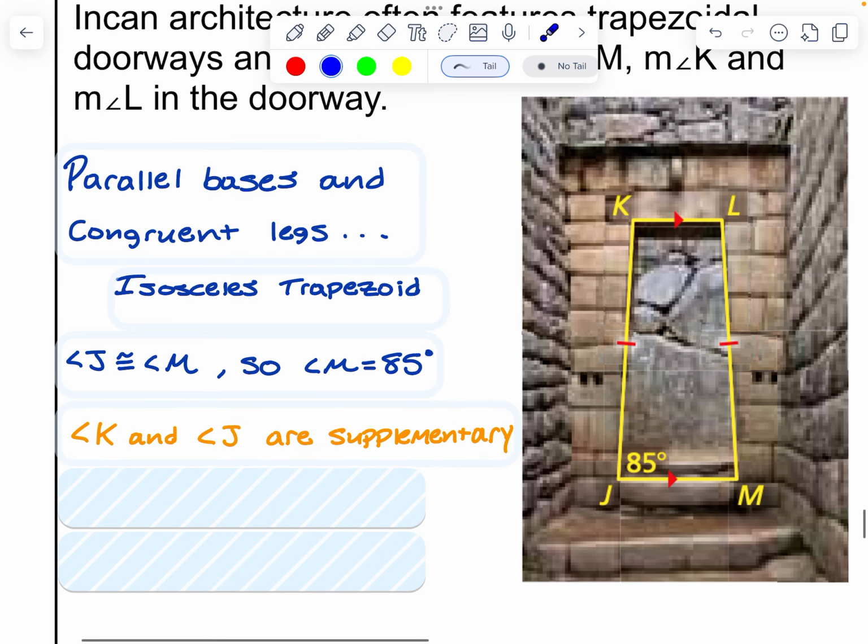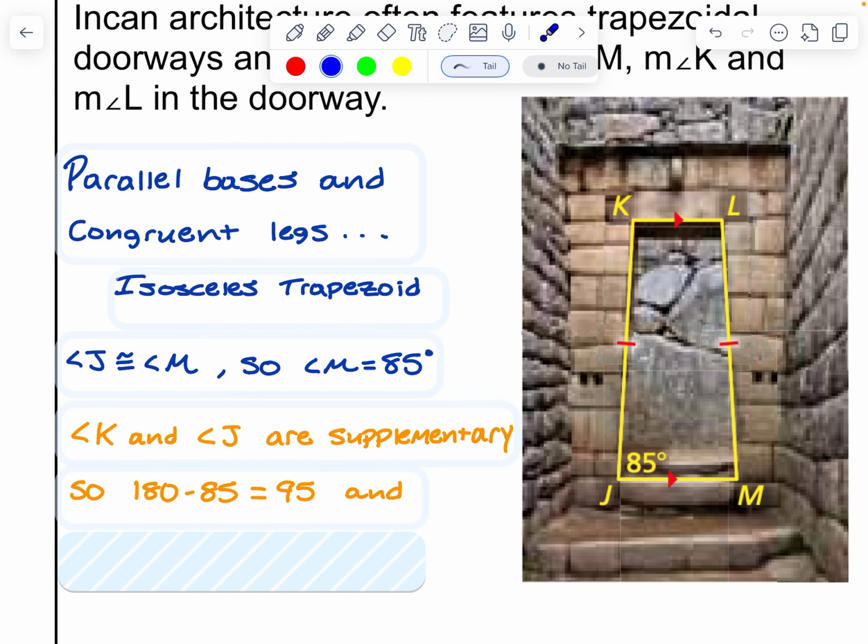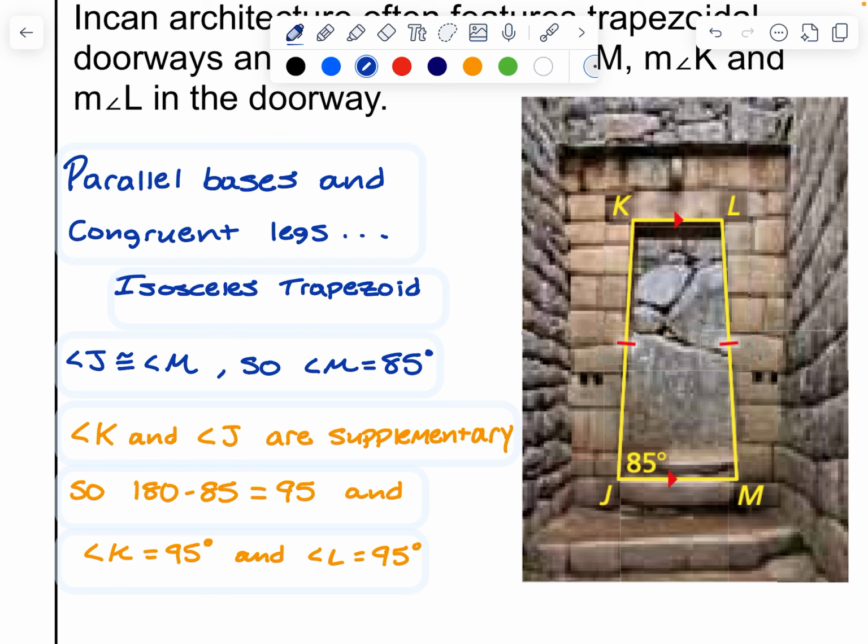We also know, since it's a trapezoid, that angle J and angle K, they are non-base angles, they are supplementary, which means they add up to 180, which means that angle K and angle L have to both be 95 degrees. A couple different ways you can go about getting angle L, right? Once you determine that angle K is 95, then you know that those two base angles have to be congruent, so that's how I get L.